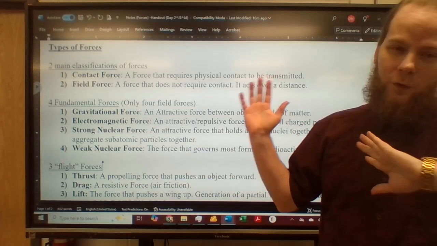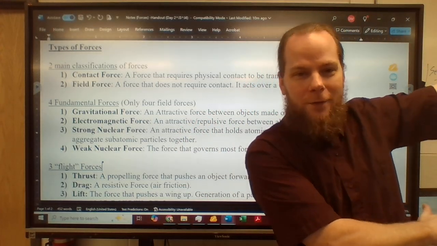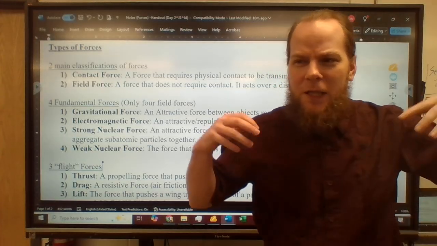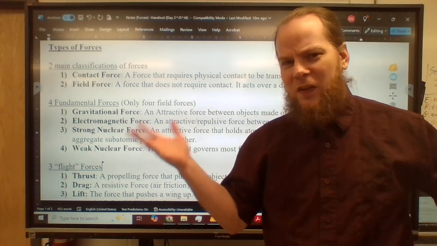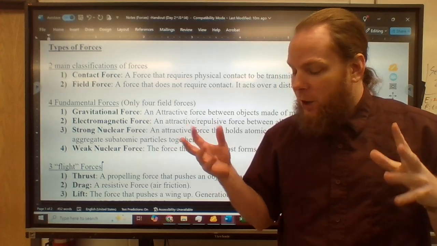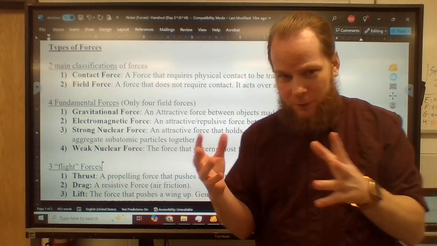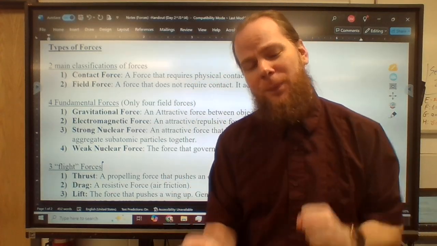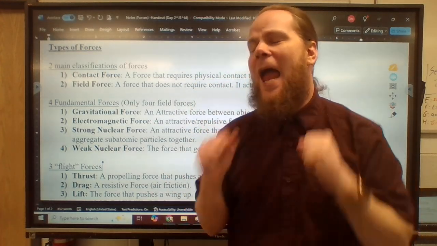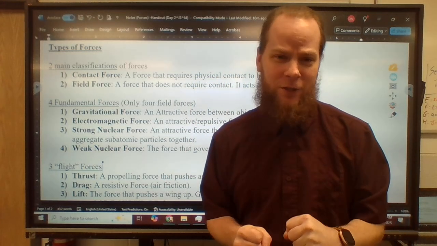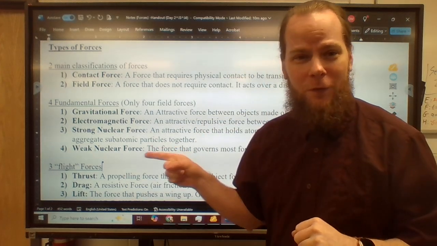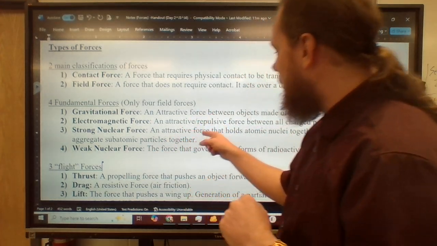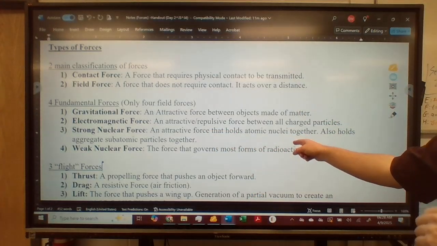Okay, we talked way back when about how kind of ridiculous it is that nuclei exist. We've got all these positive particles packed together into the smallest possible space you can possibly imagine, and they want nothing to do with each other. The strong nuclear force is why they stay together. Okay, the strong nuclear force holds atomic nuclei together.